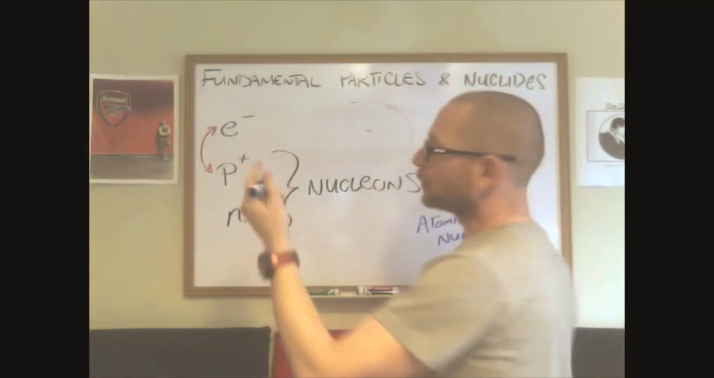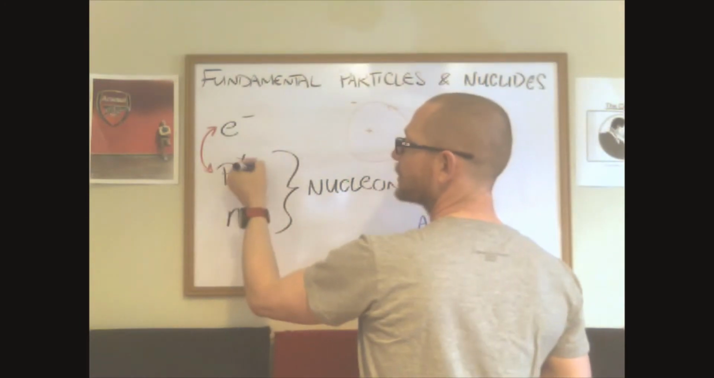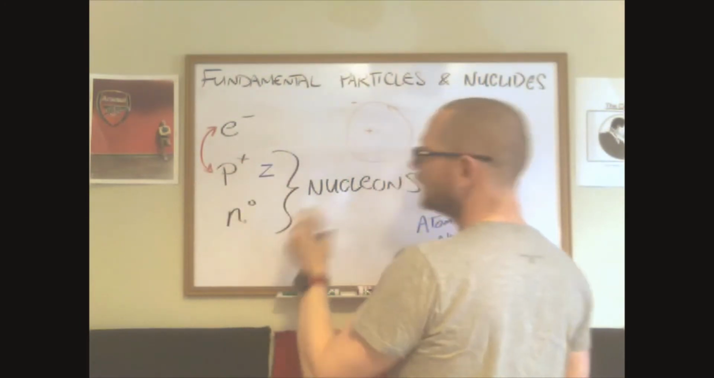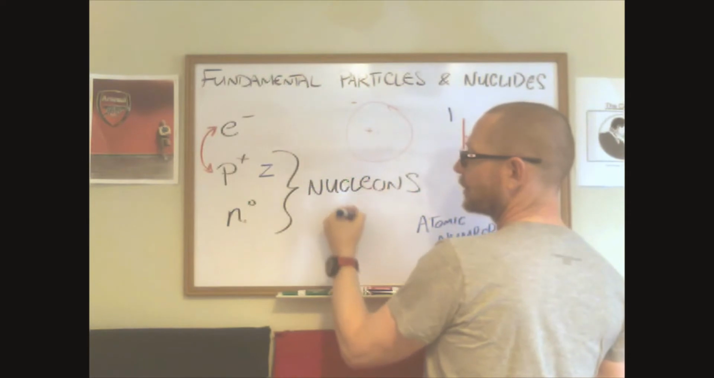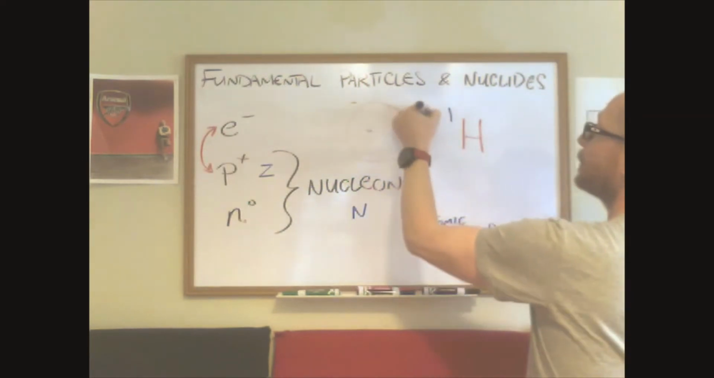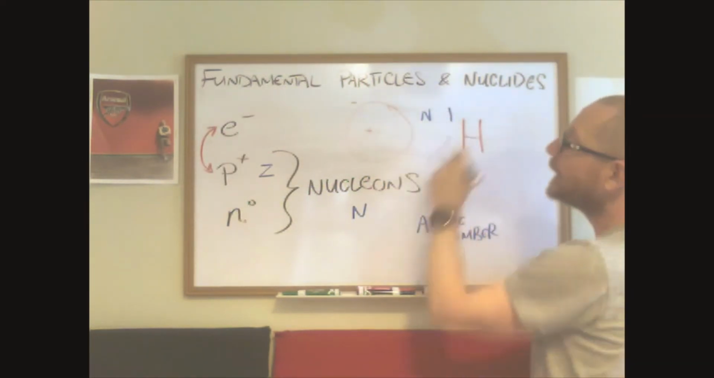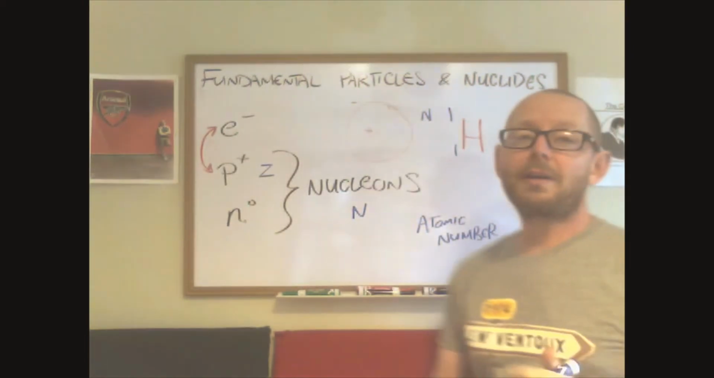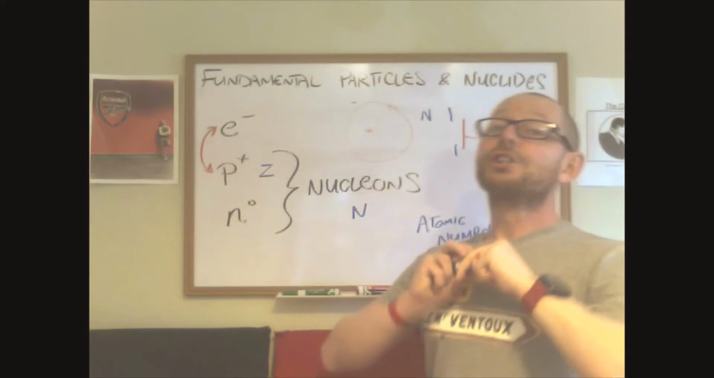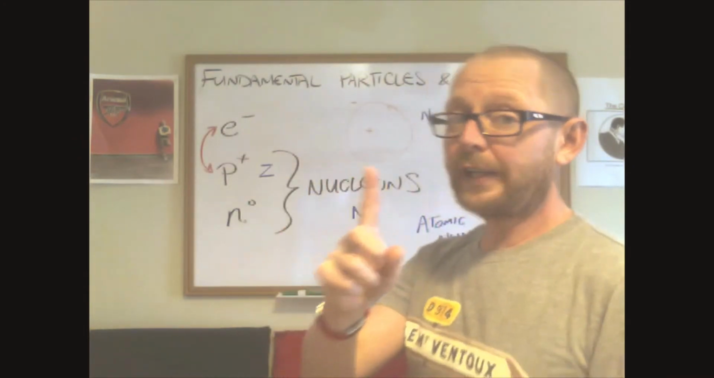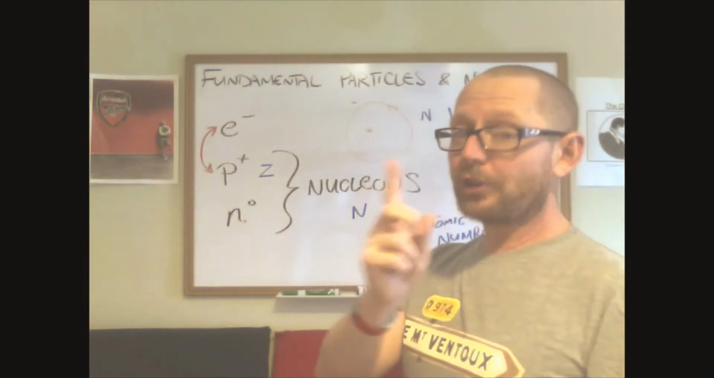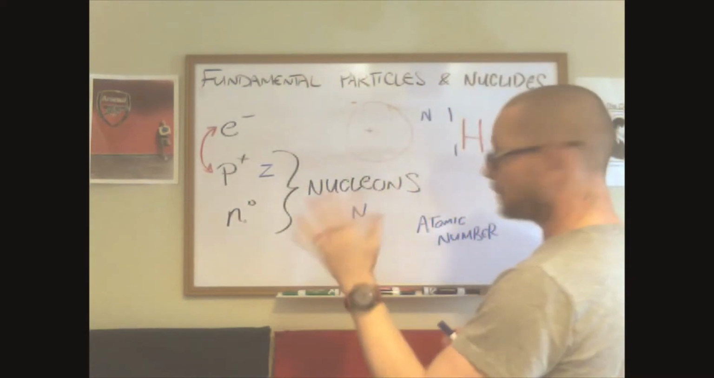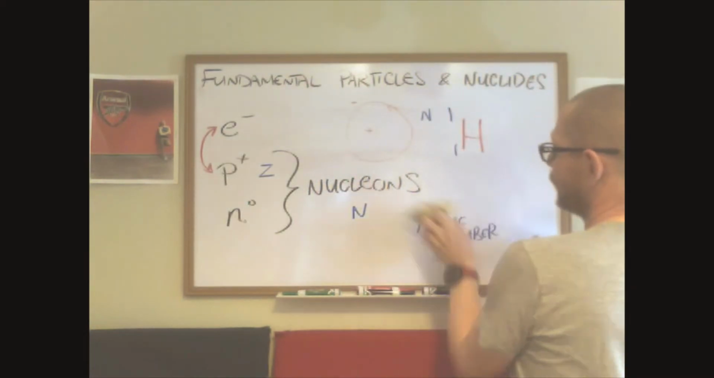I don't make up the rules. The number of protons, the atomic number Z, and then the number of nucleons, capital N. So N up here is 1 for our hydrogen. How many protons does it have? Atomic number 1. So our nuclide notation for the nucleon 1 hydrogen is 1 over 1 H.